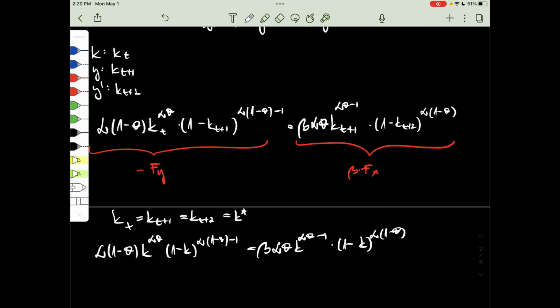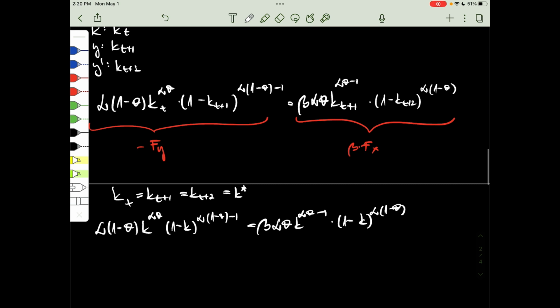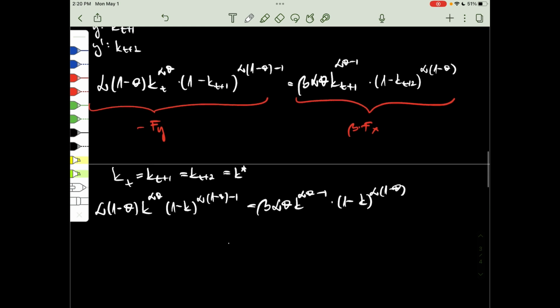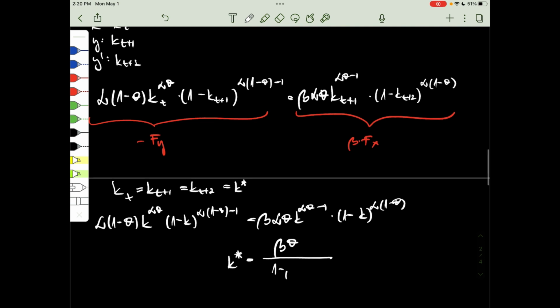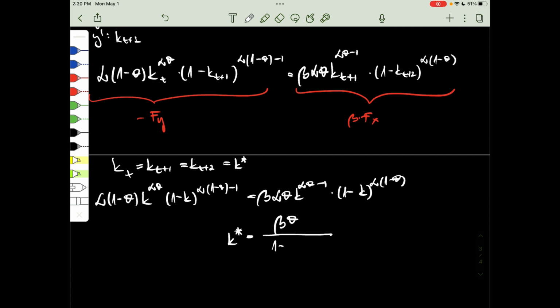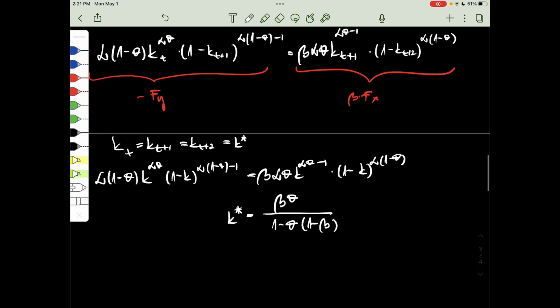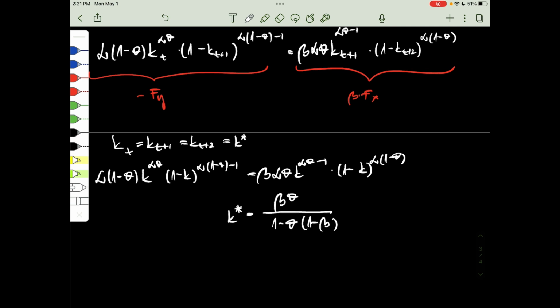And after some steps, we receive the solution for the steady state capital stock. This is the steady state. Okay, so we have the steady state, and in the close neighborhood of this steady state, we are going to work out the linear approximation to the Euler equation.